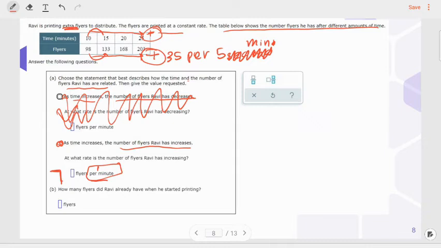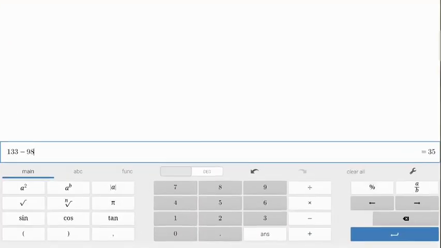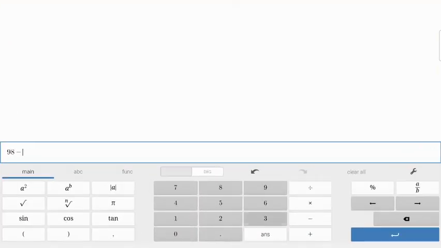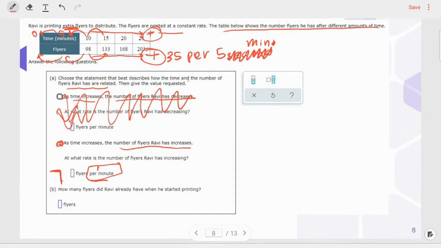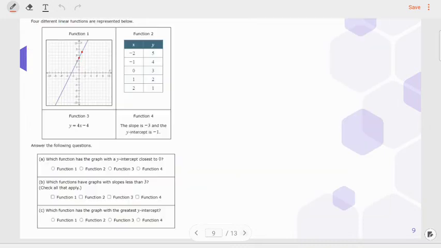So how many flyers does Ravi have when he started printing? Well, I can work backwards by 5 seconds. So at 5 seconds, he had how many flyers? So minus 35. And I want to go back one more space, so minus another 35. So I'm going to minus 35 twice. So 98 minus 35 minus 35. So 28. So how many does Ravi have when he started printing? He already had 28. So remember, these were extra flyers.